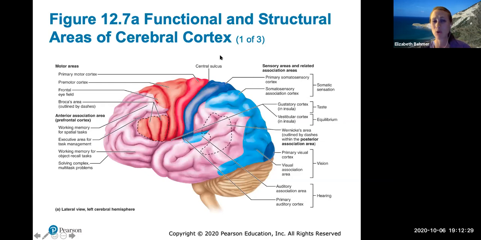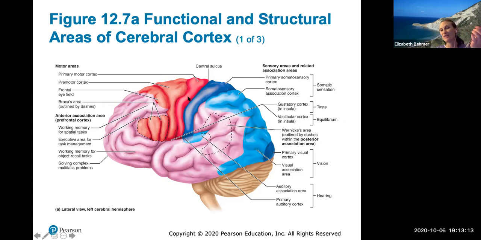These are your motor areas in the frontal lobe, and the primary motor cortex is located in this precentral gyrus. The precentral gyrus refers to the brain fold that's directly anterior to the central sulcus, your main indentation in the brain folds. I want you to know where that primary motor cortex is located. This also tells you where your frontal eye field, Broca's area, and the anterior association area are, but the big one I want you to know is the primary motor cortex.